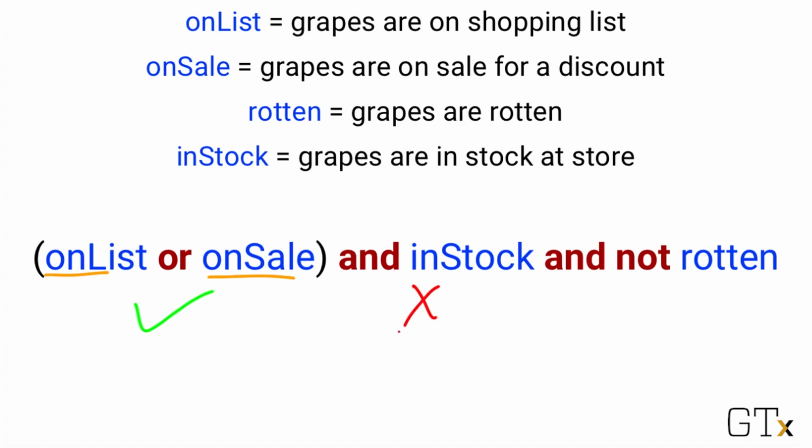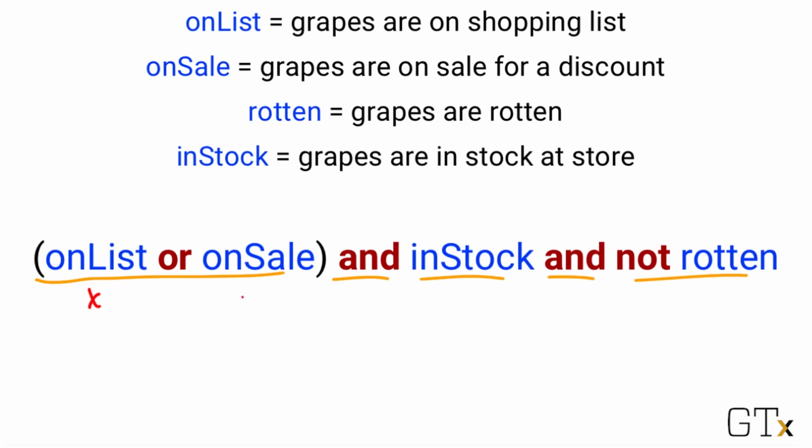If they're not in stock, then it really doesn't matter if they're on our list or on sale. We can't buy them. Or even if they are in stock, then it still doesn't matter if they're rotten. Because if it's true that they're rotten, then it's false that they're not rotten. And if this portion of the statement is false, then it renders the entire statement false because of the AND operator. These AND operators mean that this entire statement is only true if the first part is true, the second part is true, and the third part is true.